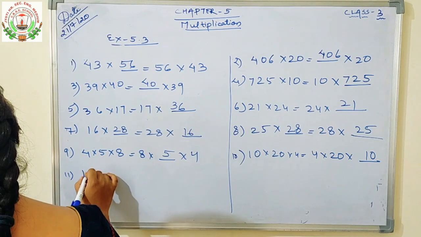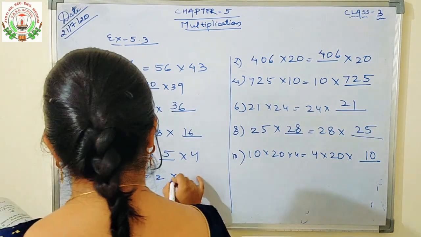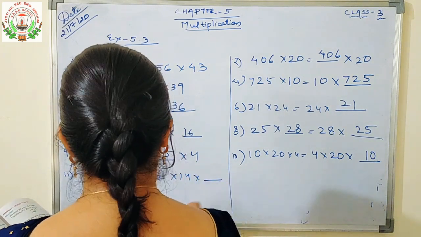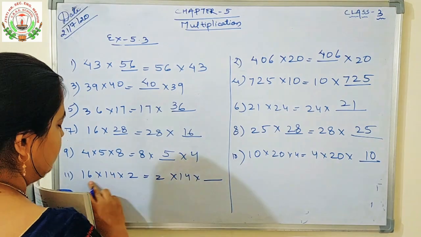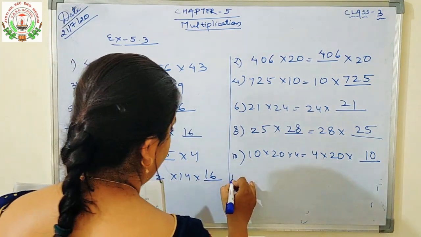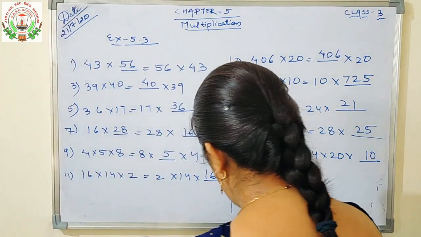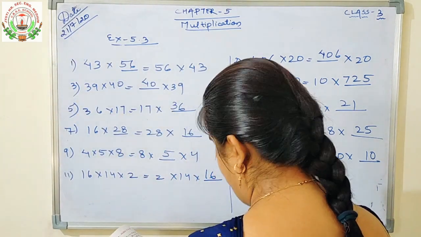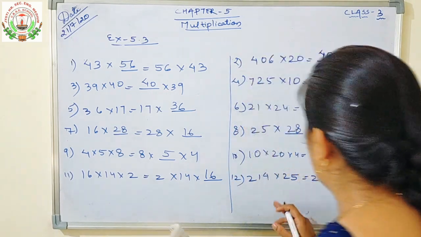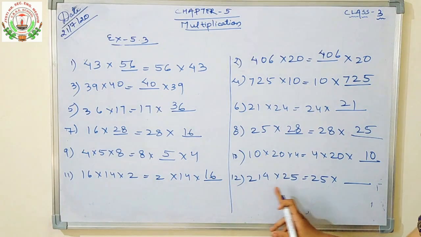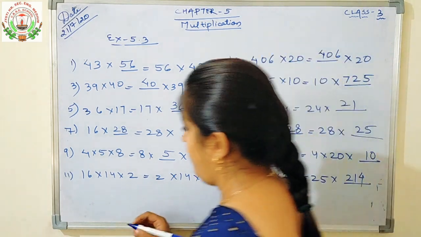Number 11 is 16 into 14 into 2 is equals to 2 into 14 into dash. So 2 is given, 14, 14, 16 and here 16 is not, so we will write here 16. Number 12 is 214 into 25 is equals to 25 into dash. What will come? 25 and 25 is given here, 214 and here will come 214.